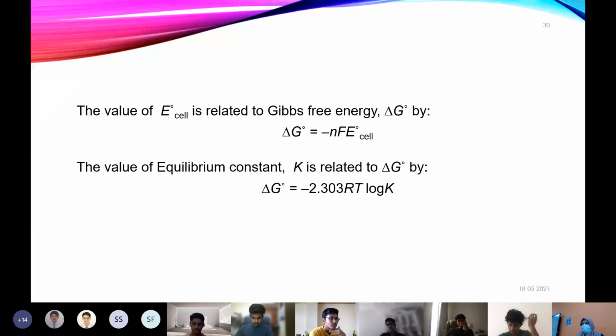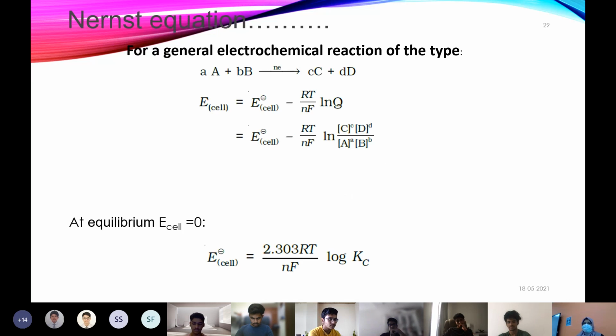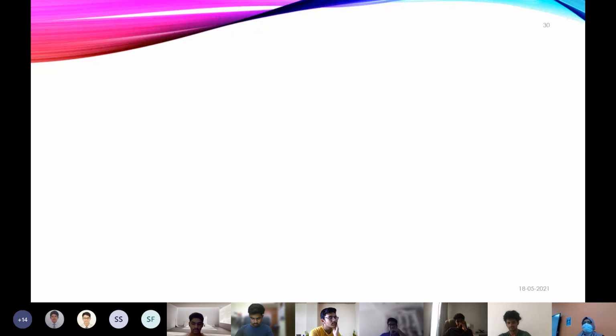Yes, Jatin? Under non-standard condition, that means if the concentration of the electrolyte is not 1 molar, that is when you can use the Nernst equation to calculate the cell potential under non-standard condition. So that's what we derived, and I've told you the final format of doing it. First you write the cell reaction, then only write the Nernst equation.